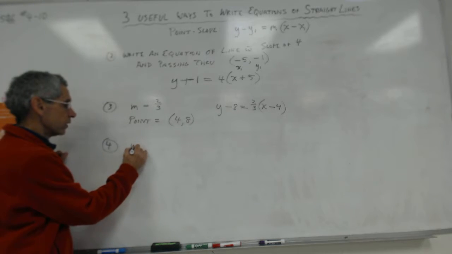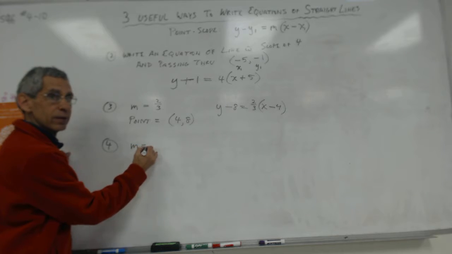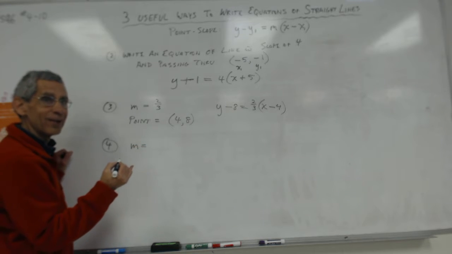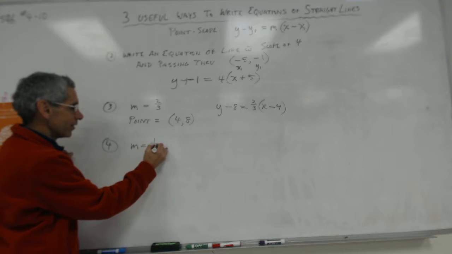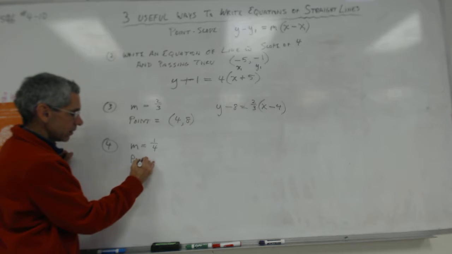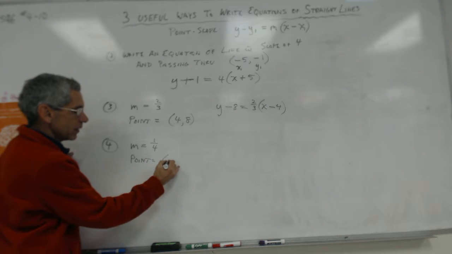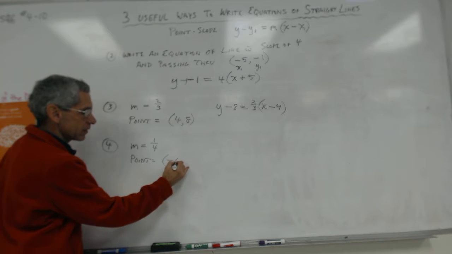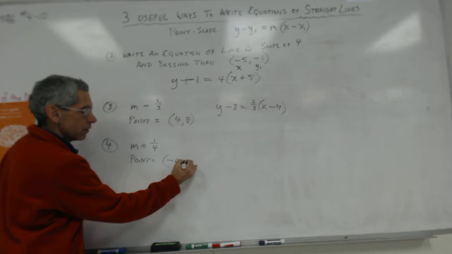Besides that, I didn't want to leave Olive out because I promised I would give her an opportunity to shine right now. So, okay, the slope is 1/4 and the point is -6, 3.